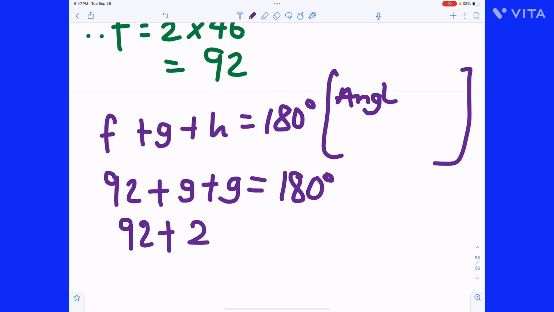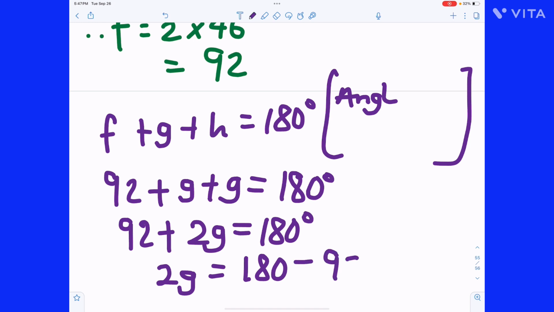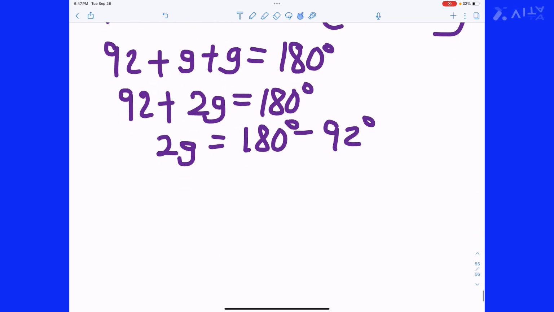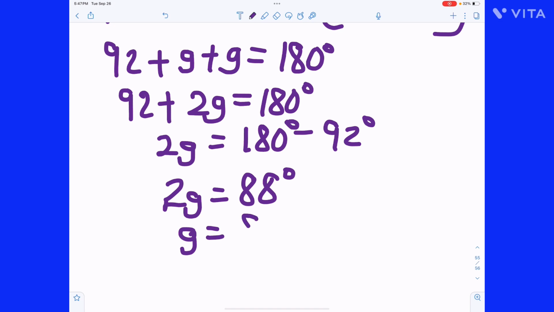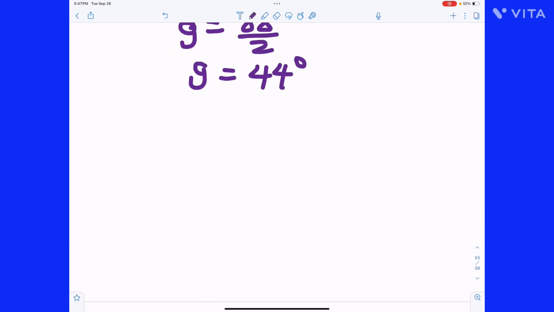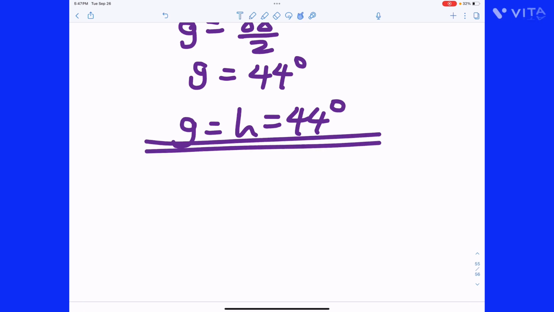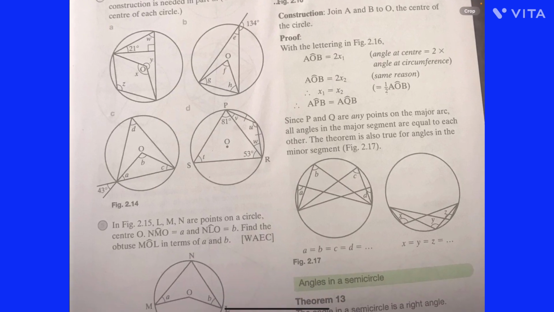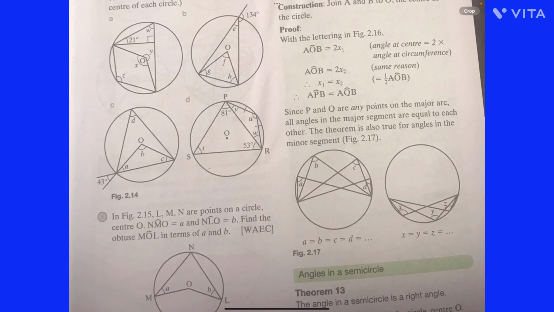So 92 plus 2G is equal to 180 degrees, and 2G is 180 minus 92. 2G is 180 minus 92 degrees, which gives you 88 degrees. So G is 88 over 2. G is 44 degrees. If G is 44 degrees, H is also equal to 44 degrees. Or let me put it this way so it can be neat. G is equal to H is equal to 44 degrees. That ends question 4B. 4C, ABCD 43.